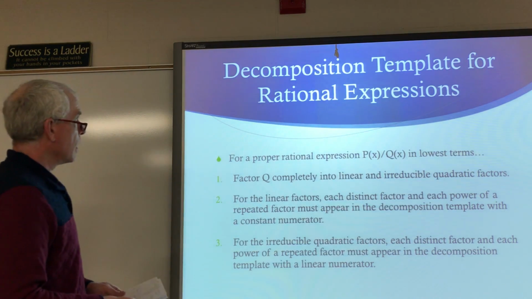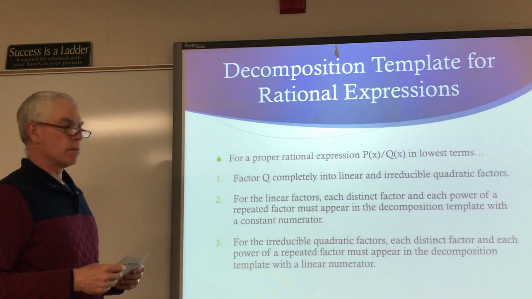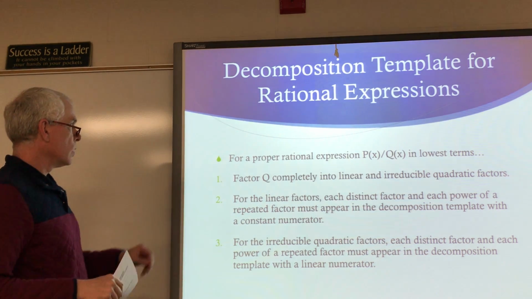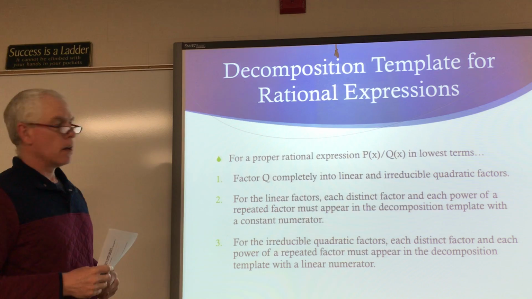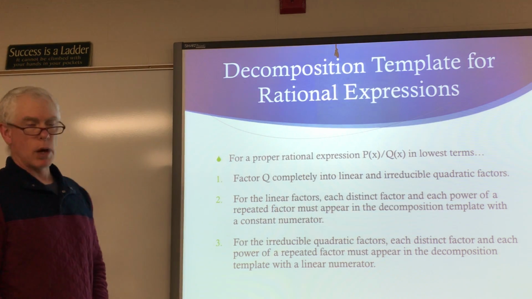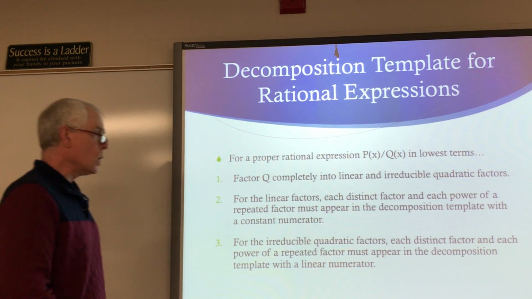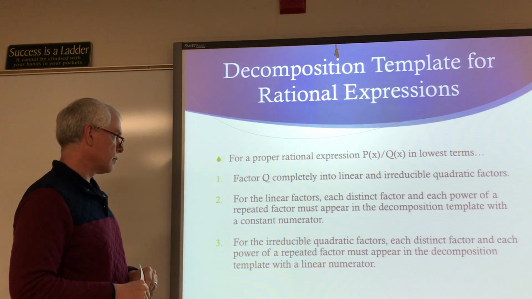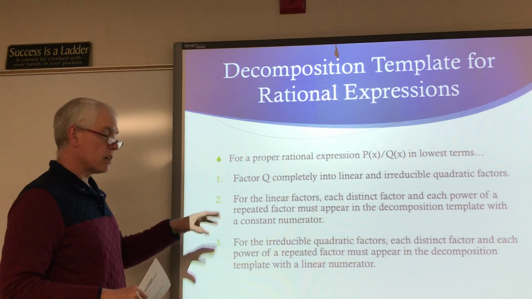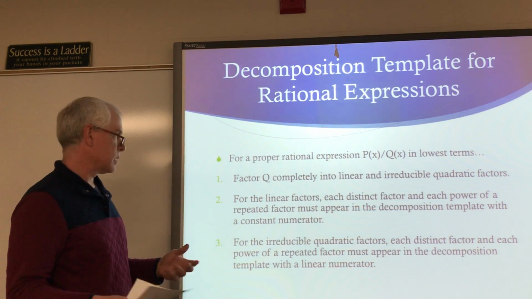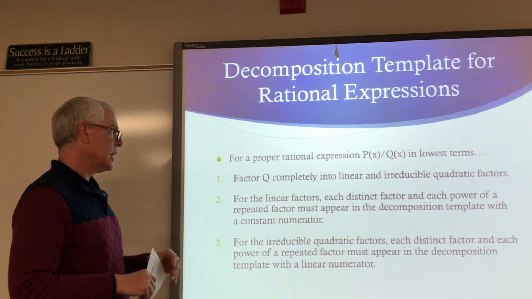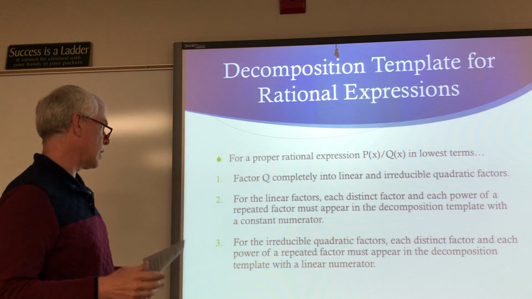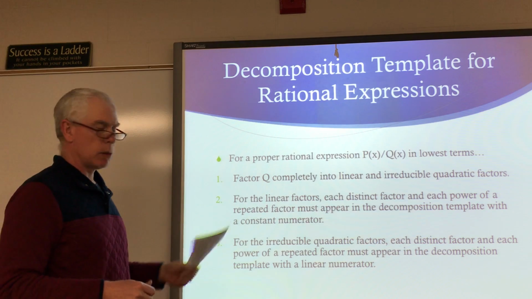Okay? All right, now we're going to switch gears a little bit to partial fraction decomposition. This page just takes you through what we need to do. If we have a rational expression where you've got a polynomial over polynomial, in order to break this down into partial fractions, you have to factor the bottom completely. For the linear factors, so x plus 4, 2x minus 9, whatever, it has to have an x to the first. Each distinct factor and each power of a repeated factor must appear in the decomposition template with a constant numerator. And I'll explain that as we go.